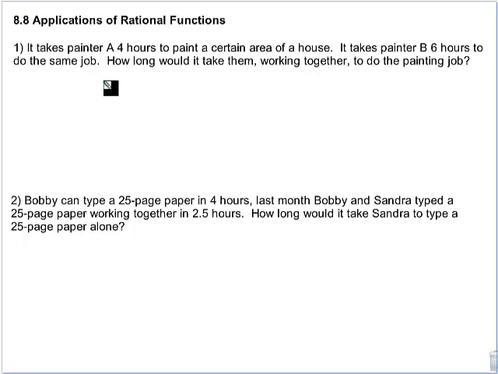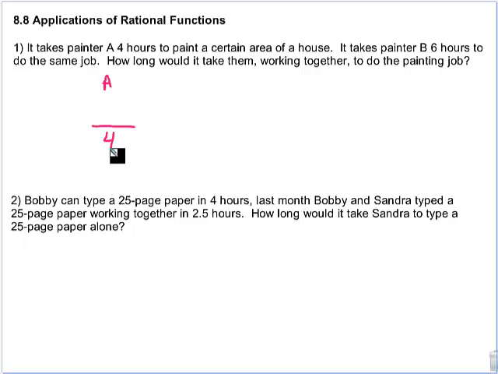2 hours. Okay, so I'm hearing a lot of guesses. There's a mathematical way to do it, and we're going to view this as fractions. So what's the rate that painter A would take to finish the whole house himself? 4. Okay, so his rate is 4.